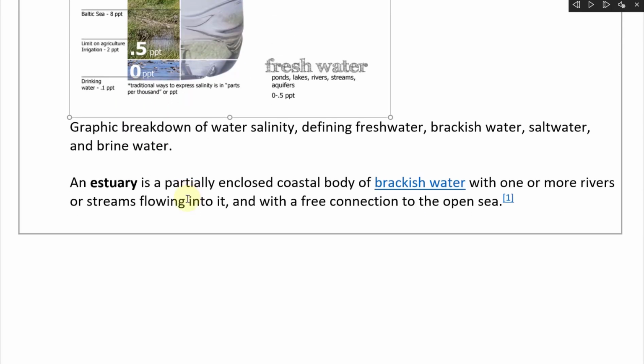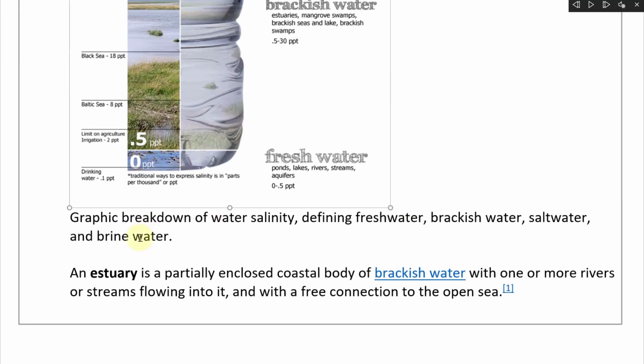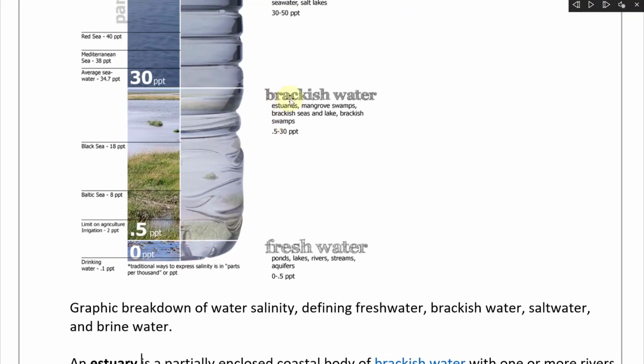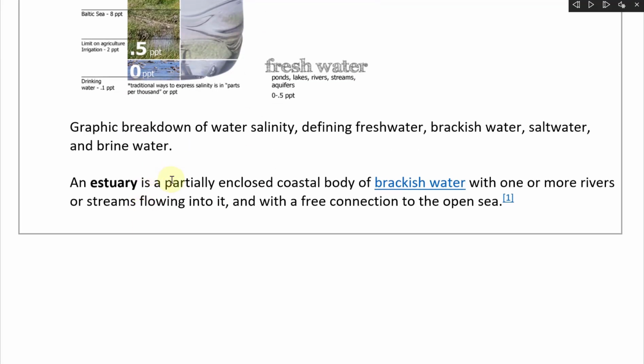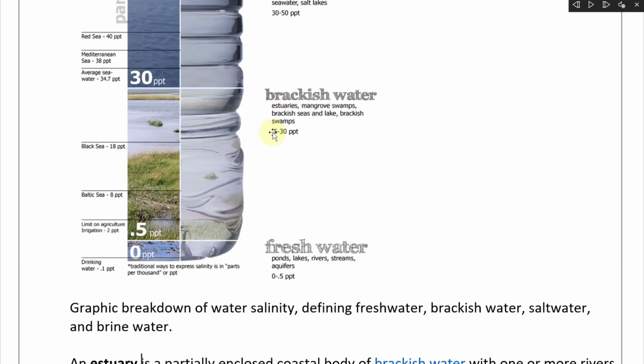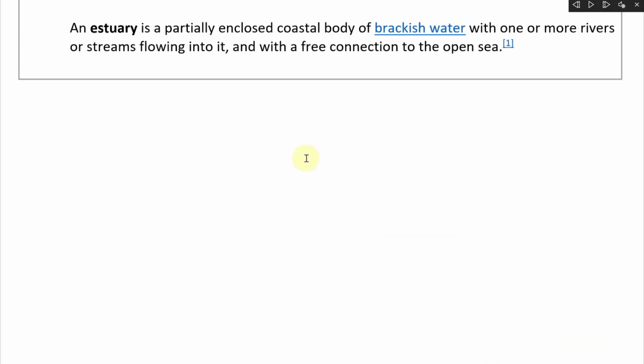Okay, let's go back. So an estuary. Let's see how this is pronounced. I'm calling it estuary here. So that's over here, brackish water estuary. An estuary is a partially enclosed coastal body of brackish water with one or more rivers or streams flowing into it and with a free connection to the open sea. So yes, 0.5 to 30 ppt.